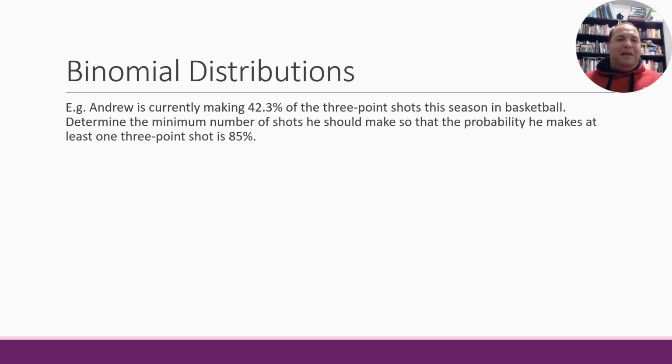All right, a quick example of that one. Andrew is currently making 42.3% of his free throw shots. That looks like a p-value to me, 0.423. This season in basketball, determine the minimum number of shots he would need to make so that the probability he makes at least one 3-point shot is 85%.